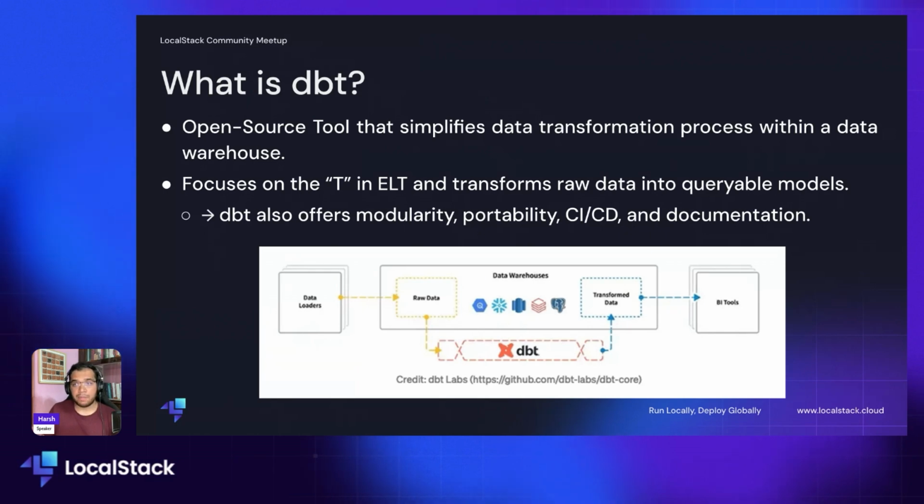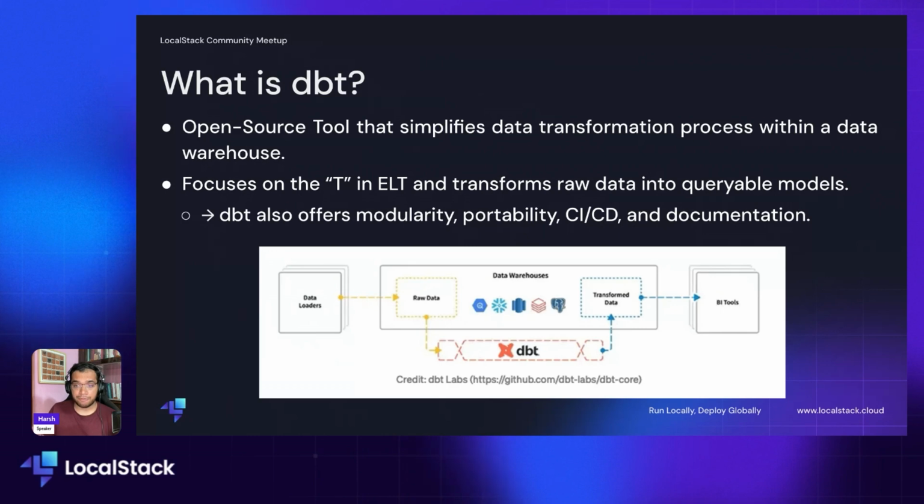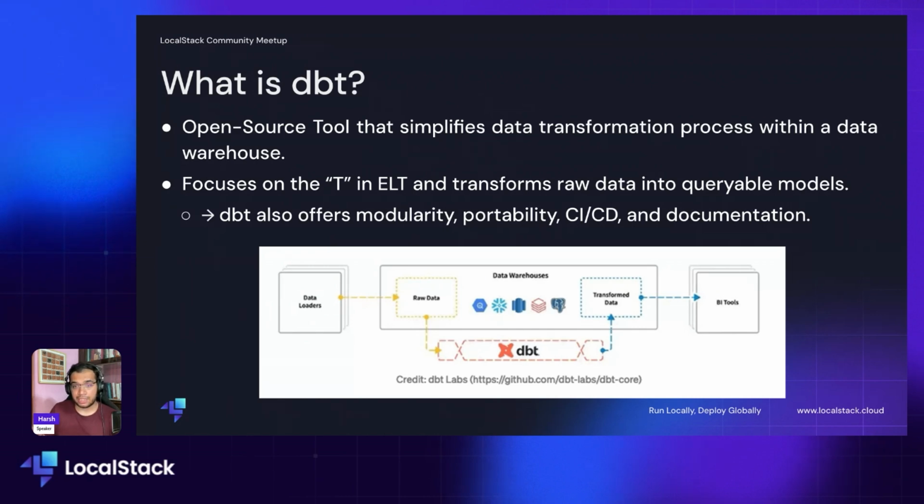But one thing we should keep in mind is that dbt isn't just for transformations. You can bring a lot of best practices that you find in the software engineering world, stuff like modularity, version control, automated testing, and comprehensive documentation. And as you can see in this diagram from dbt Labs, you can fit dbt between your raw data and your transformed data. And once the data is transformed and ready, you can start feeding this into whatever BI tools you're using right now.